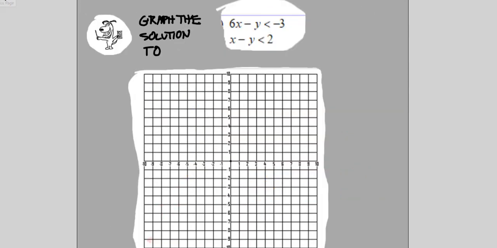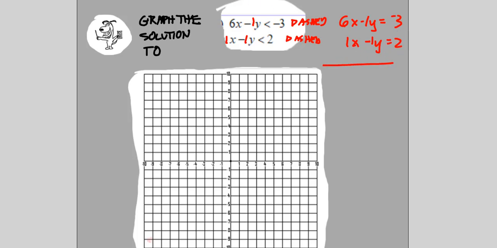so now let's do this one. Let's put ones here for coefficients to remind ourselves we're going to have to divide by positive or negative 1. So this is dashed. This is also dashed. The boundary equation is 6x minus 1y equals negative 3. The boundary equation here is 1x minus 1y equals 2.